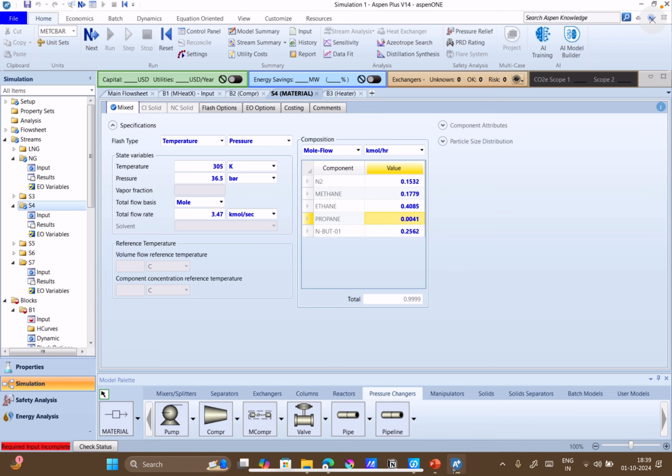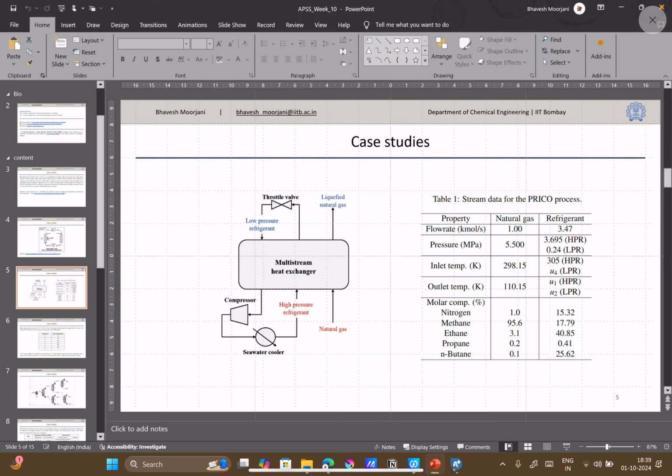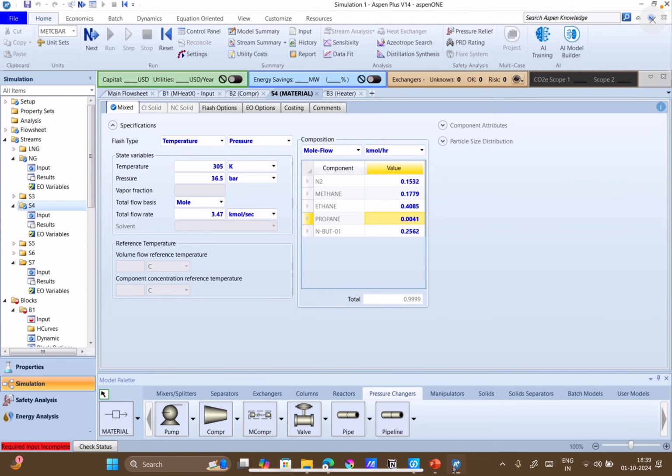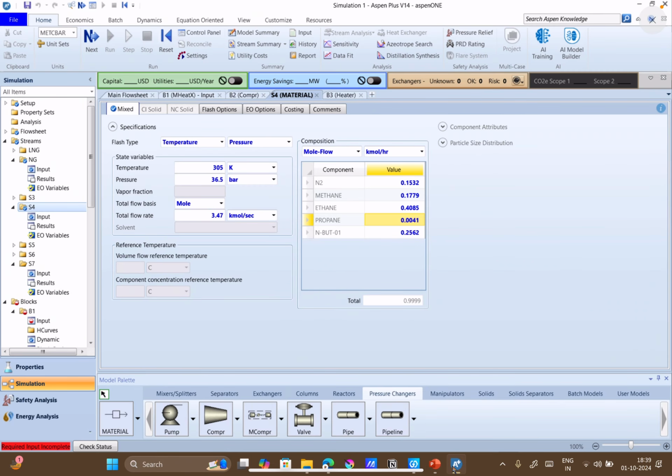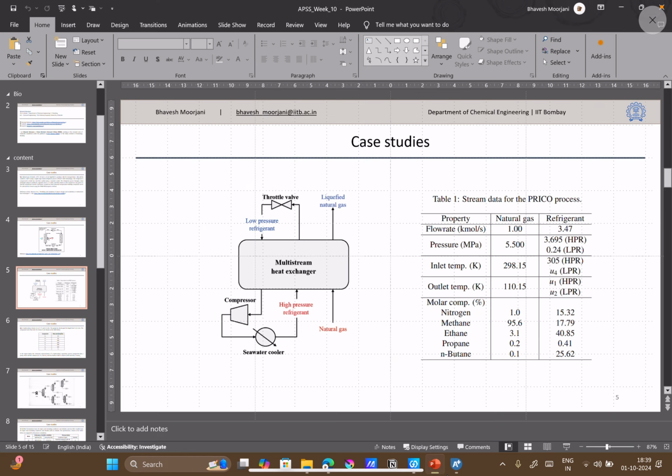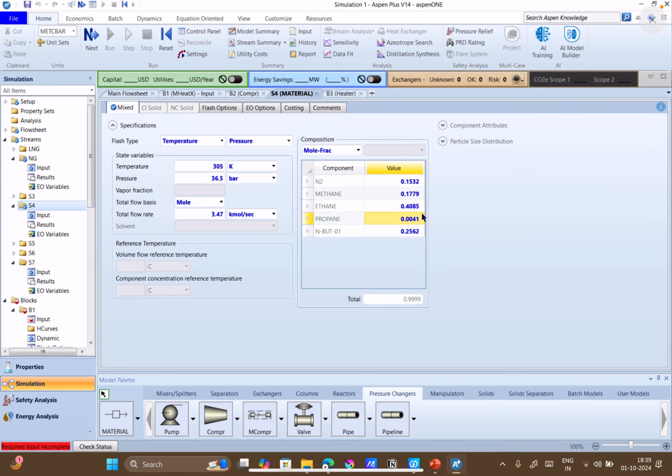We are missing some information. 15.32, 17.79, 14.85, 0.0041, 25.62. And these are the mole fractions. Okay, 3.47. Let's take it as 0.42 just to round it off, so the overall mole fraction is 1. Okay, so this is done.